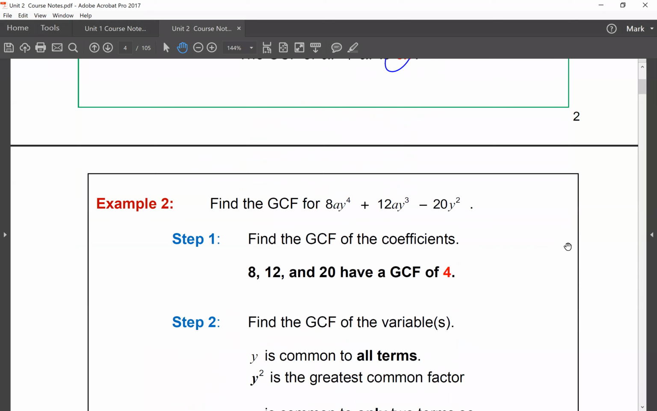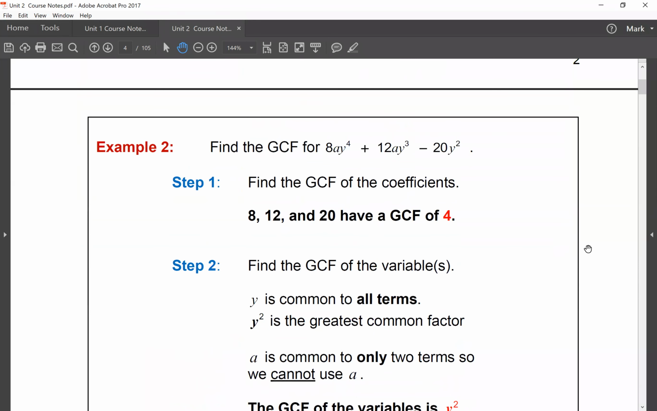Don't worry. So what about example number 2? What's the GCF for these? Let's forget about these steps and think about this. We have 8, 12, and 20. I need to think of a number that goes into 8, 12, and 20. 2 definitely goes into all of these numbers, but I can come up with one bigger, and that's 4. 4 can definitely go into 8, 12, and 20. 8 divided by 4 is 2, 12 divided by 4 is 3, 20 divided by 4 is 5.